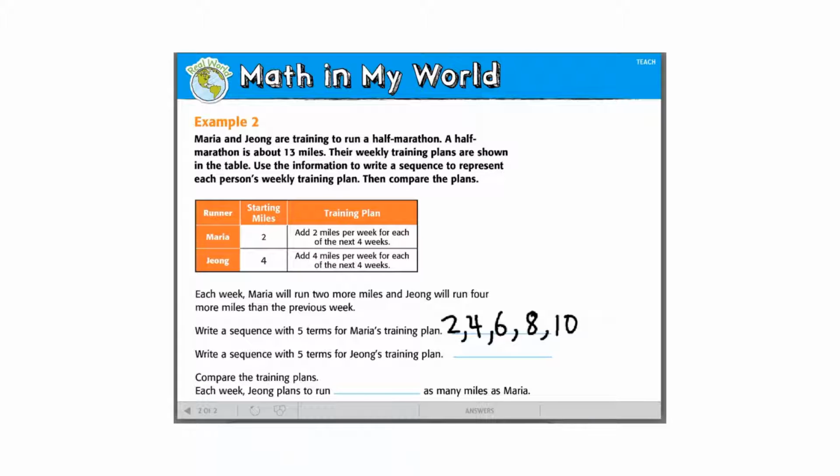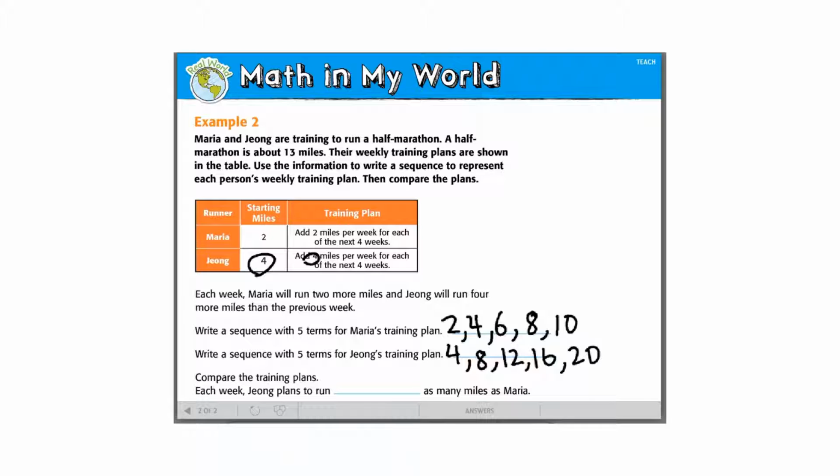Now Zhang, he starts at 4, and he adds 4 each week. So he starts with 4, then what would come next? 8. What comes next? 12. Then? 16. And then what? 20. So 4, 8, 12, 16, 20.